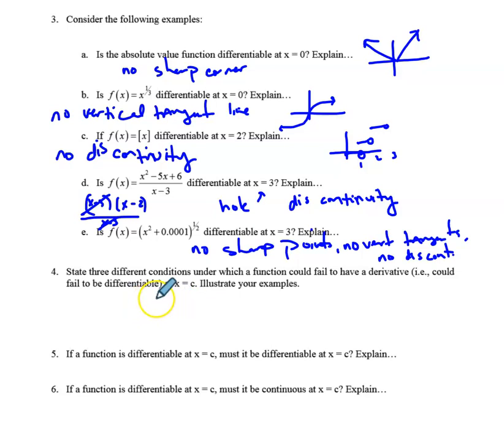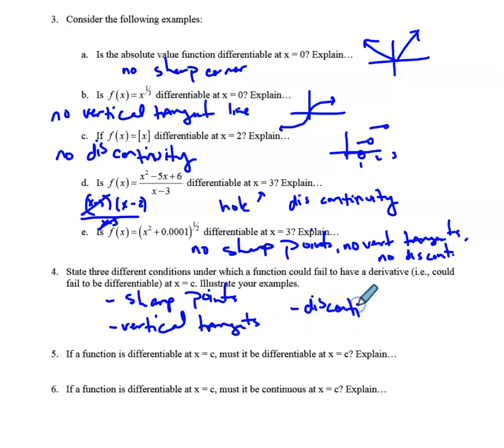So the three conditions under which a function could fail to be differentiable are the following. Sharp points create a problem and make a function non-differentiable, and that's like the absolute value function up here. Vertical tangent lines, such as on the cube root function that I drew in B, and any kind of discontinuity, because you cannot draw a tangent line to a point that is not defined or isn't even there.